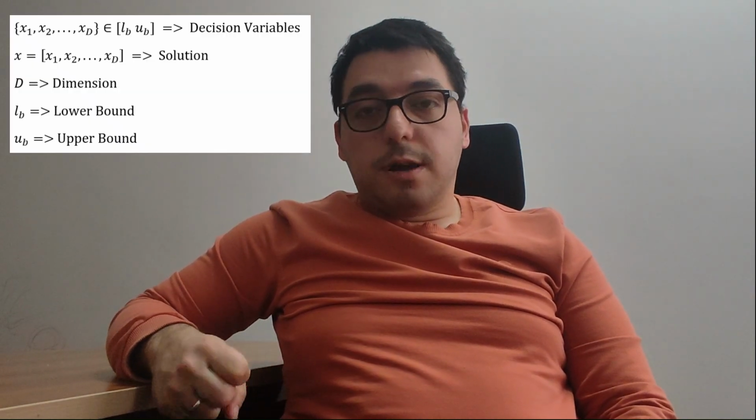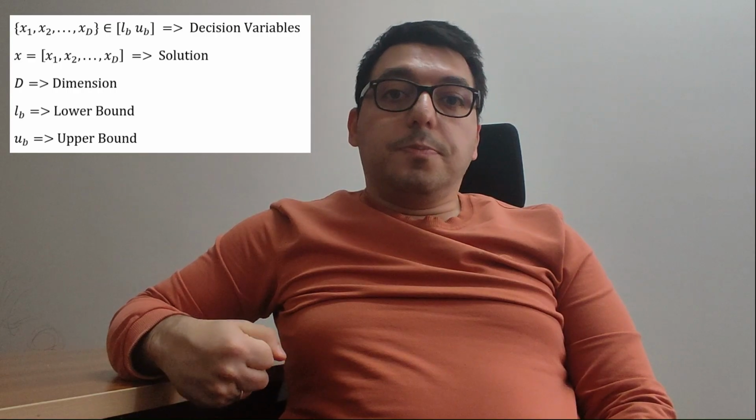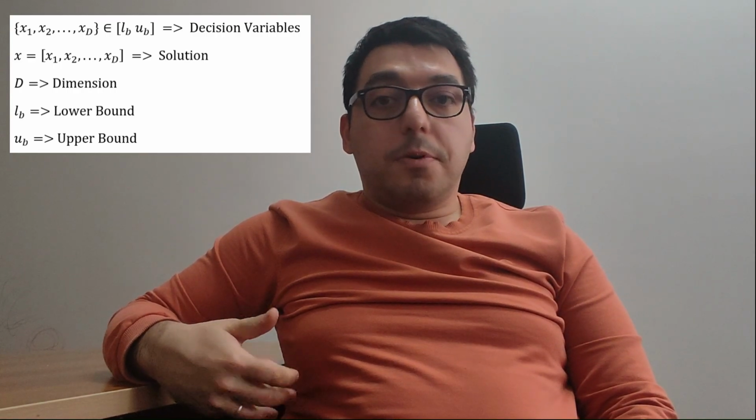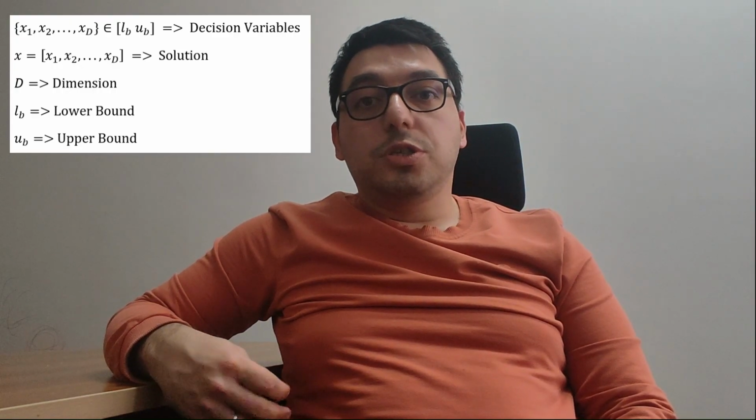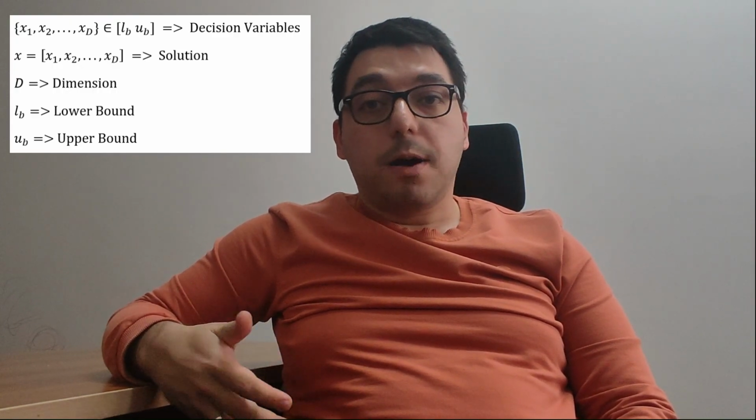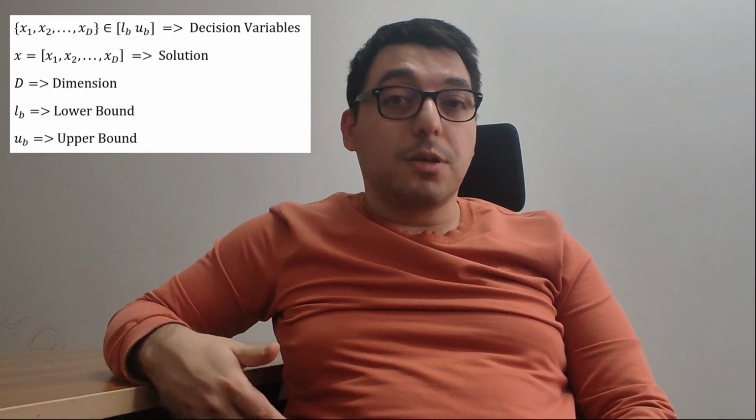Let me tell you the main steps of the algorithm. Firstly, we gotta define the problem parameters, such as cost function, dimension, and lower bound and upper bound, right? So dimension is the number of the decision variables in a solution, and lower bound and upper bound are the boundaries of the decision variables or search space.